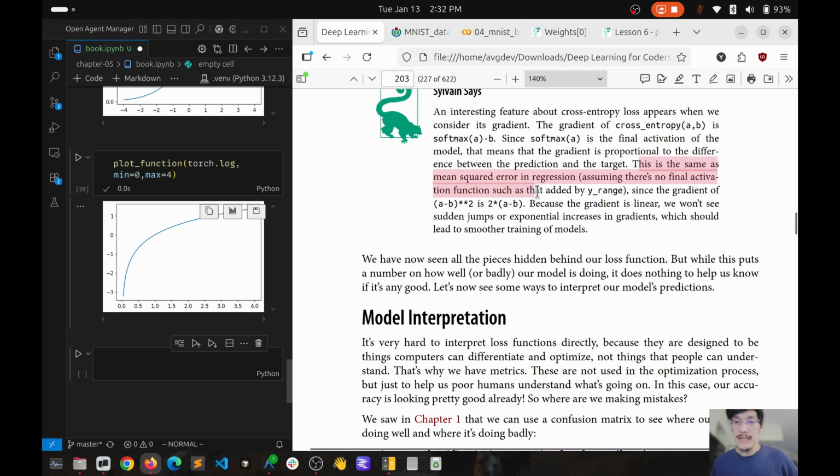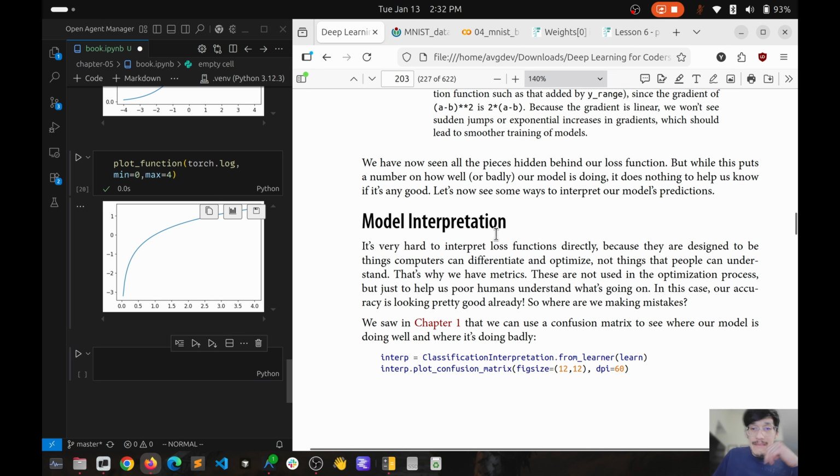Okay, this is the same as the mean squared error in regression, assuming there's no final activation function such as that added by the y range. Since the gradient of a minus b squared is 2 times a minus b, because the gradient is linear, we won't see sudden jumps or exponential increases in gradients, which should lead to a smoother training of models. So we have now seen all the places hidden behind our loss function, but while this puts a number on how well or badly our model is doing, it does nothing to help us know if it's any good. Let's now see some ways to interpret our model's predictions.